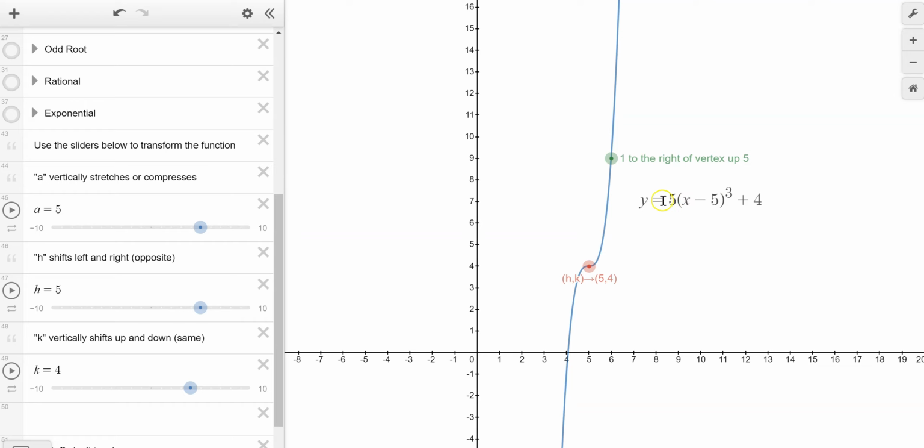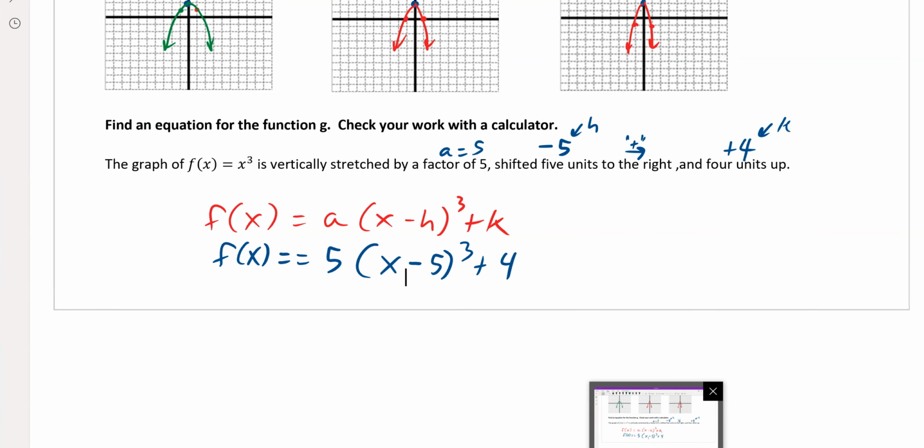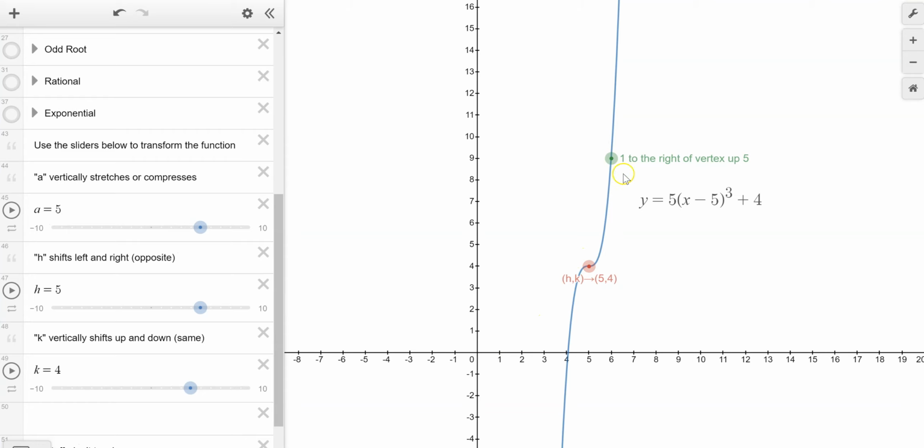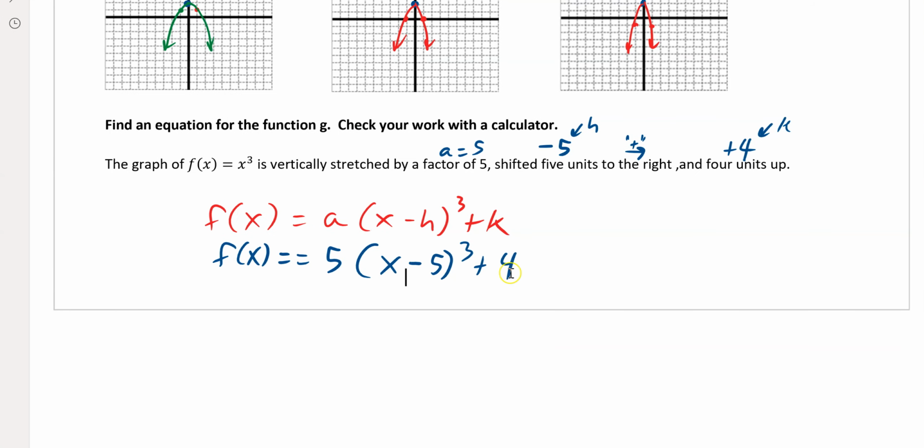See? So there is our graph. It's vertically stretched by a factor of 5. Minus 5 moved it left and right. So this moved it right 5 or opposite. And then up 4. And there is our answer. Matches perfectly. See? Vertically stretched by a factor of 5, 5 units to the right, and 4 units up. There's our vertex of 5, 4, and so on.